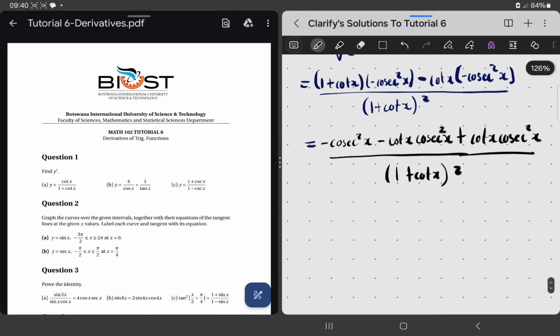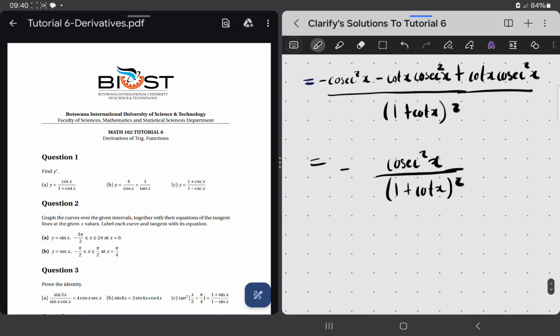Now what am I going to have? Well, negative cot x cosec plus cot x cosec, they'll cancel, and we'll just have negative come out this one. Then we can just put the cosec squared, it will be cosec squared x all over 1 plus cot x all squared. And this is what you have as your solution, okay? This is what you have as your solution, as the derivative of cot x over 1 plus cot x. And this will be your final solution, and you are done.